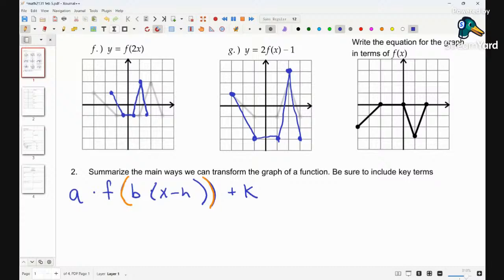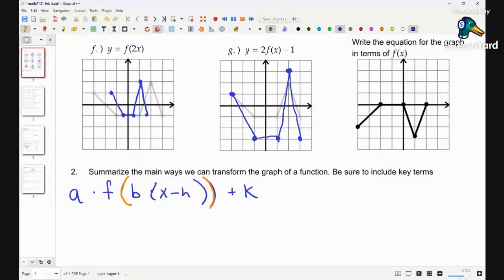Negative f, yeah, for reflection over the x-axis. That is a formal look at letter G, and I'm going to continue to talk about this.